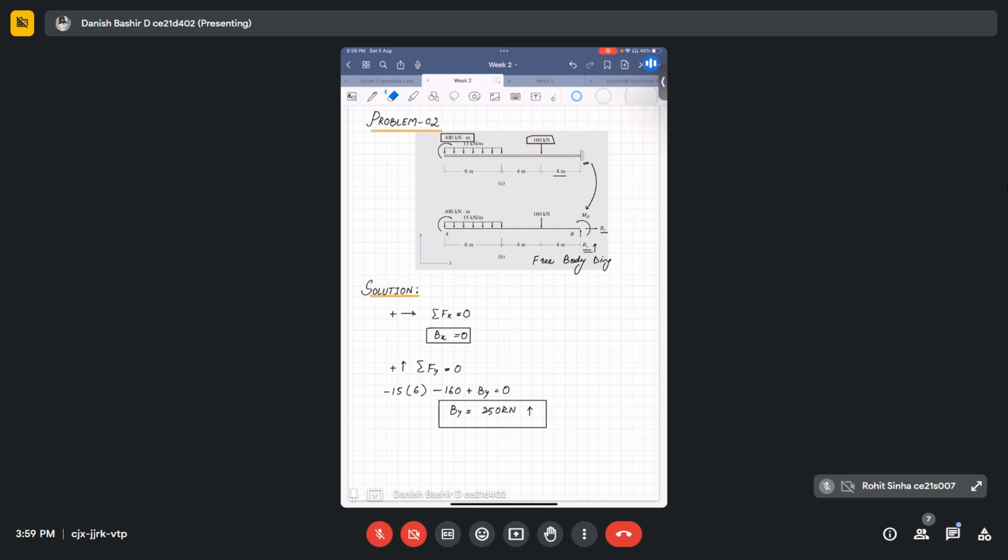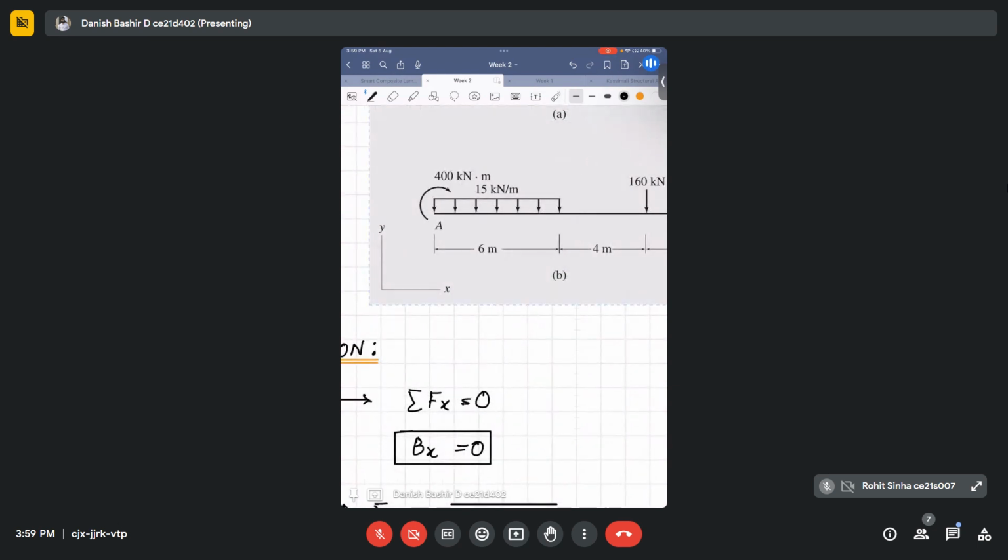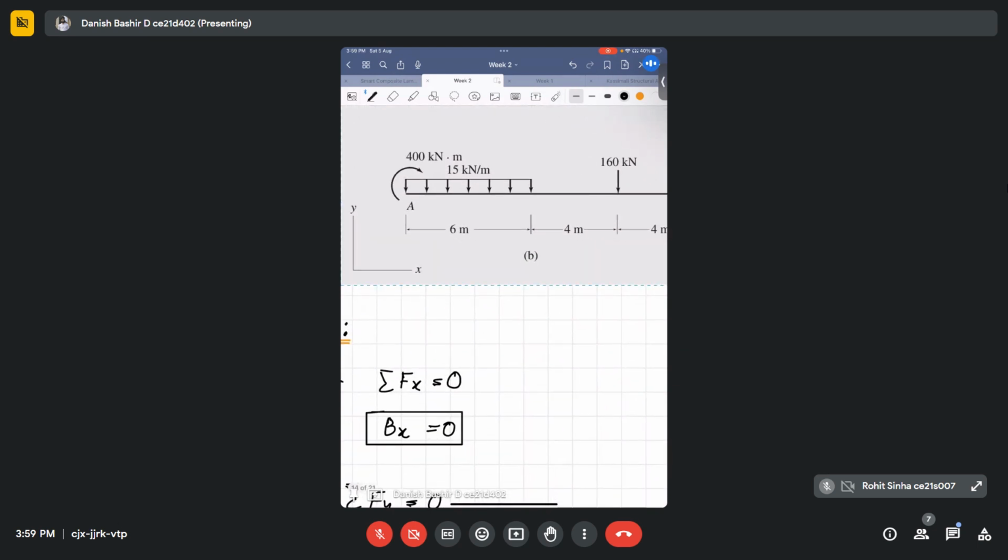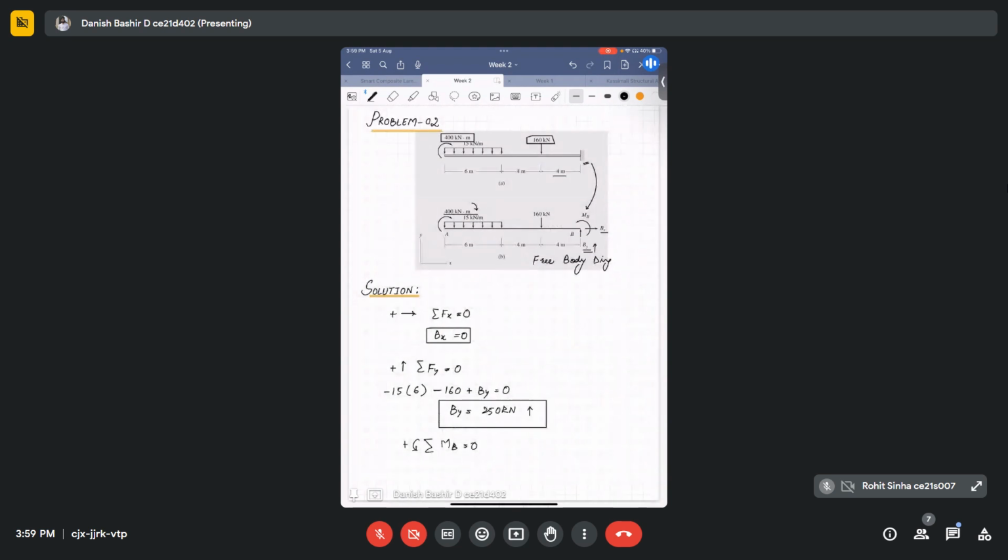And then using the final equilibrium equation, that is summation of moments, since we are having only one support, we can use summation of MB is equal to 0. For that purpose, we will take anti-clockwise moments as positive. Here we have a big 400 kilonewton meter clockwise moment acting at the free end. It's a clockwise moment as mentioned, so it will be taken as minus 400 first.